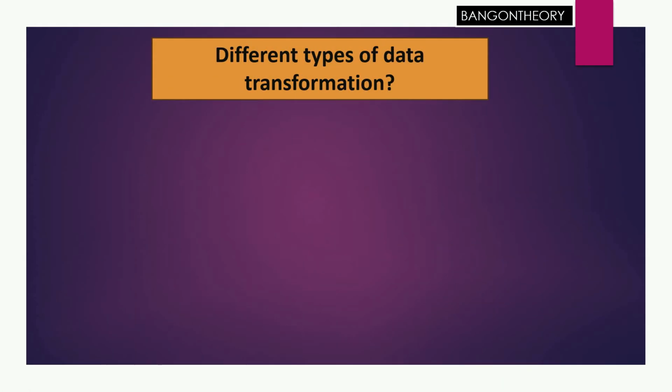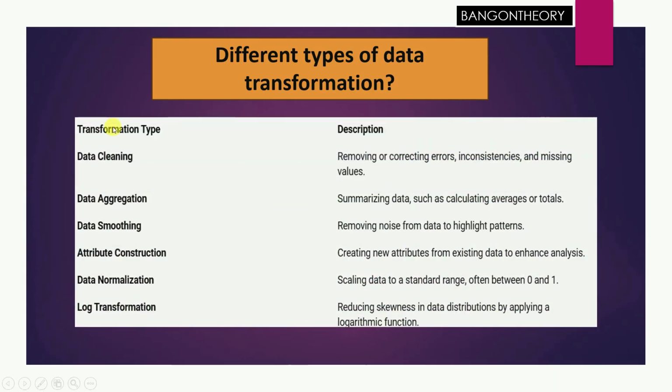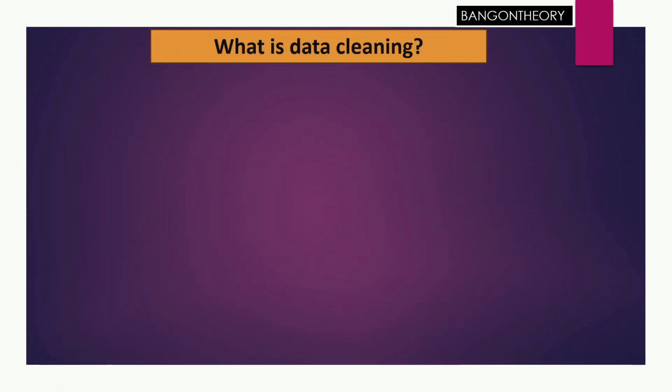So what are the different types of data transformation? These are the different transformation methods and types for data transformation. First one is data cleaning. In this we perform different operations like removing or correcting errors, inconsistencies, missing values. Data aggregation: we aggregate the data which we are getting from different ERPs using group by and having clause. And data smoothing, removing noise from data to highlight patterns. And attribute construction, data normalization, log transformation. So these are all the different transformation types we use in the transformation layer.